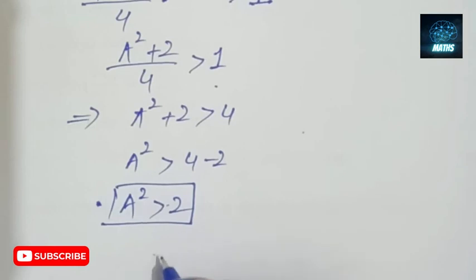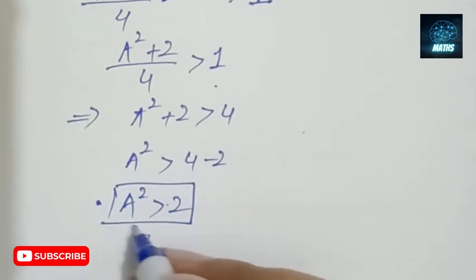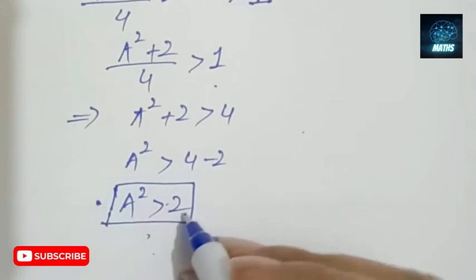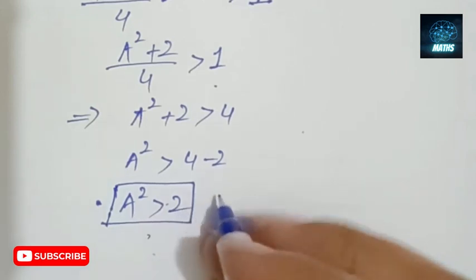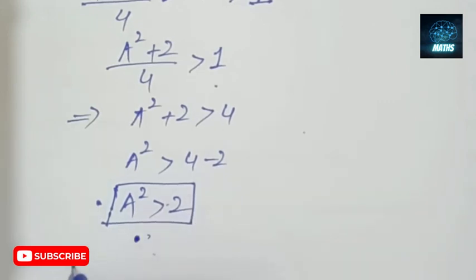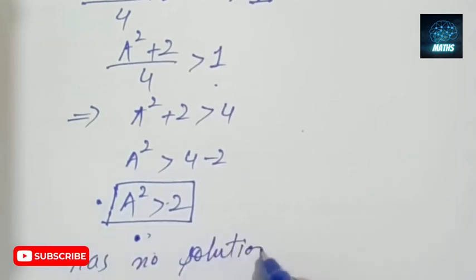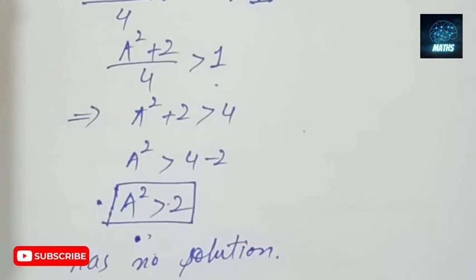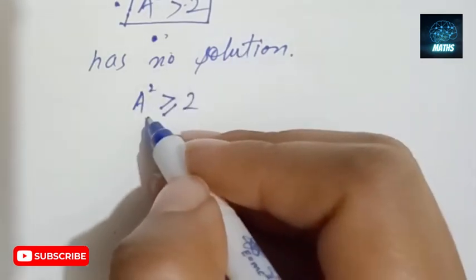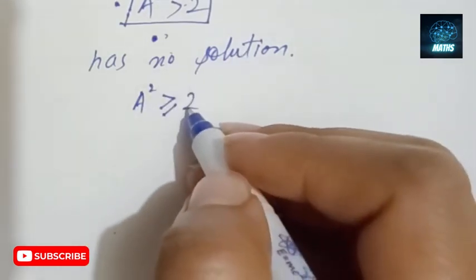So for the values of a, we have the three values of a: a is equal to square root 2, a is equal to 1, and a is equal to 2. So this is not true for any case. So a square is equal to 2 has no solution. So this case has no solution, so we must have a square greater than 2.